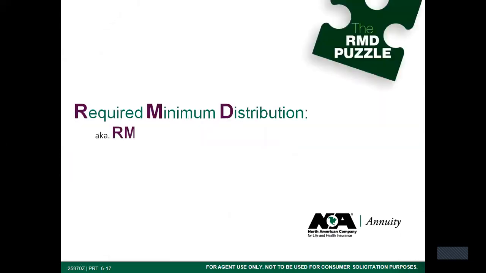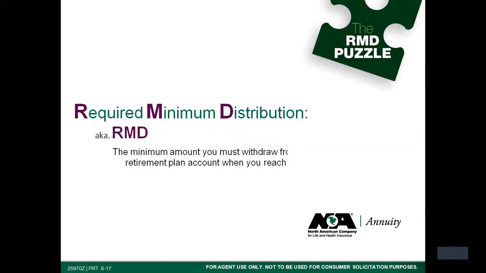So real quick, what is an RMD? We all know it. When do they have to take it? What's the magical age? What type of accounts? Well, the required minimum distribution means you must withdraw that required withdrawal from your qualified retirement plan account when you reach the age of 70 and a half.